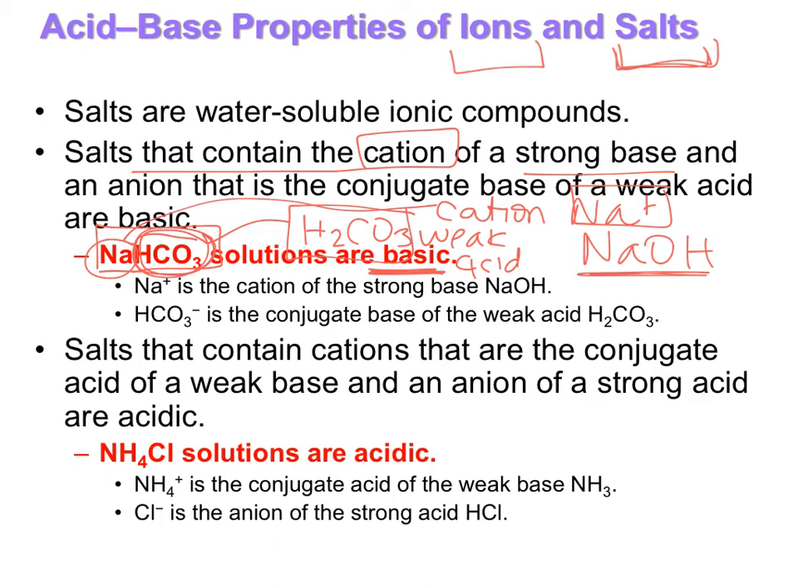And then the opposite case is whenever you have an ionic solution that is acidic. In this case, we're looking at ammonium chloride. Ammonium is the conjugate acid of a weak base. So instead of the cation of a strong base, we have the conjugate acid of a weak base, ammonia. And then chloride is the anion of a strong acid, HCl. So again, you have to split them up and think, okay, what is the conjugate acid of this? And where is this anion coming from?